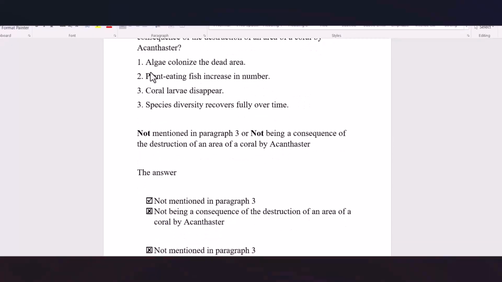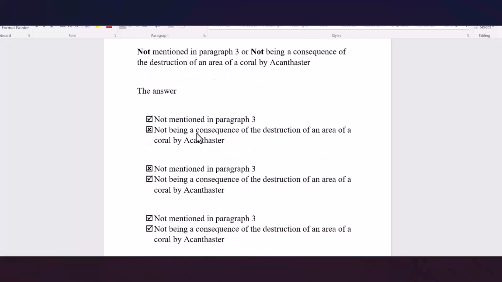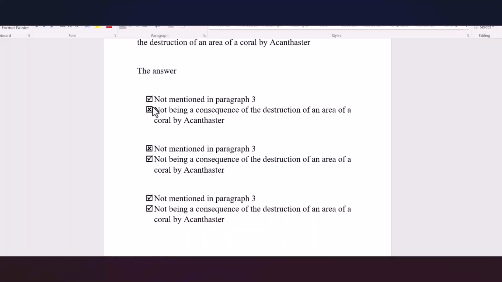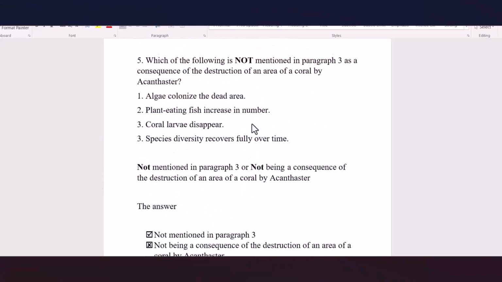So the second option is a consequence of coral destruction, and also is mentioned in paragraph 3, and as a result it cannot live up to either of these conditions. And again, like the first option, the second option is not an answer to the question.